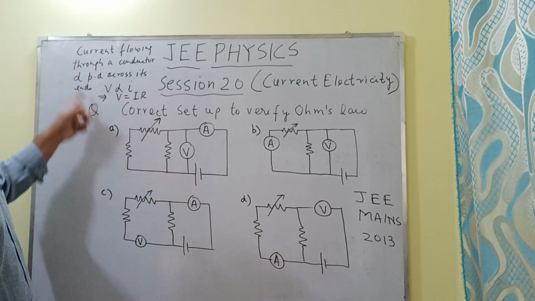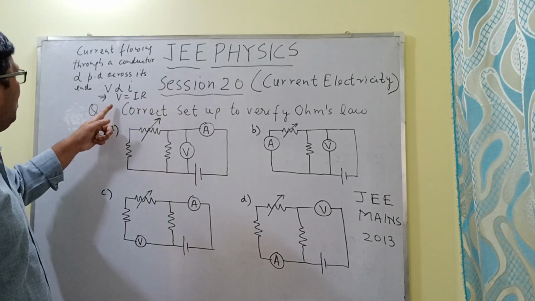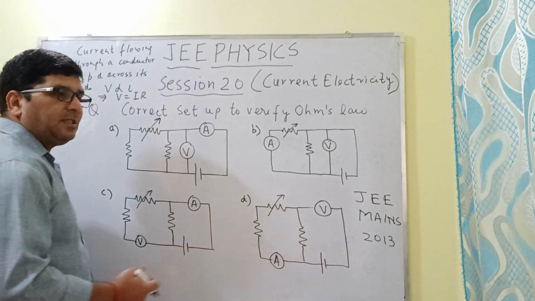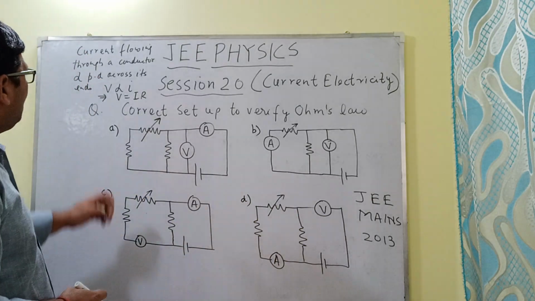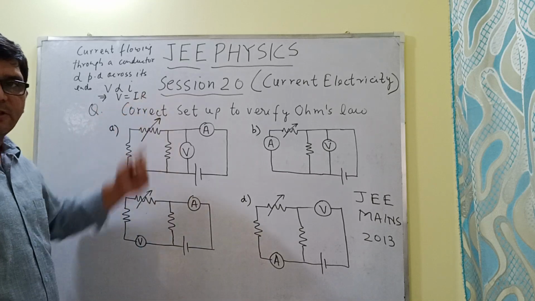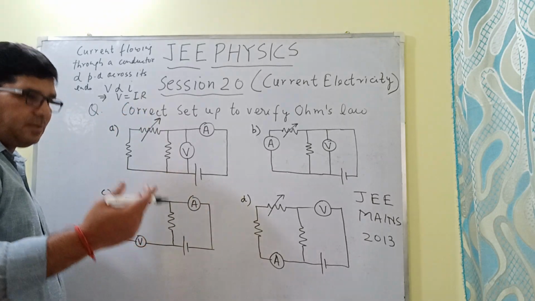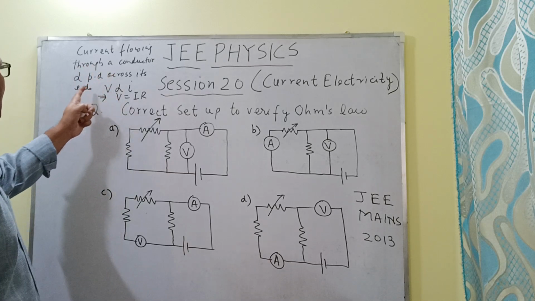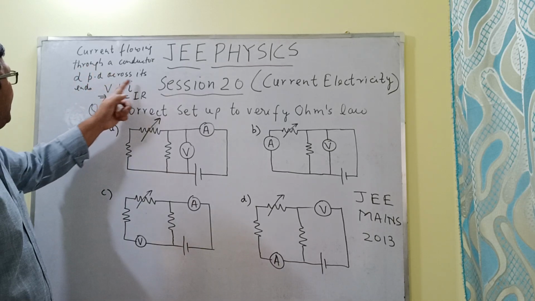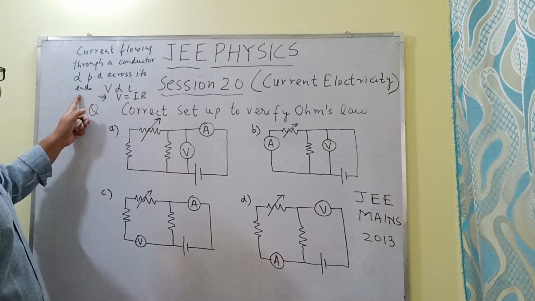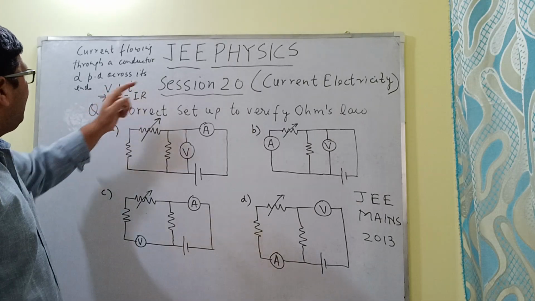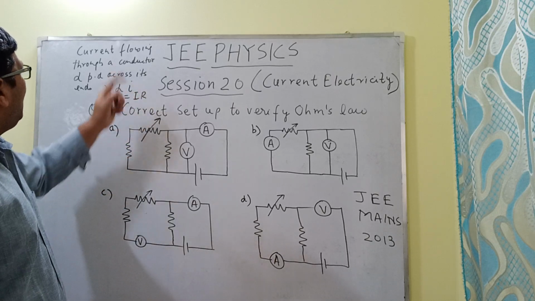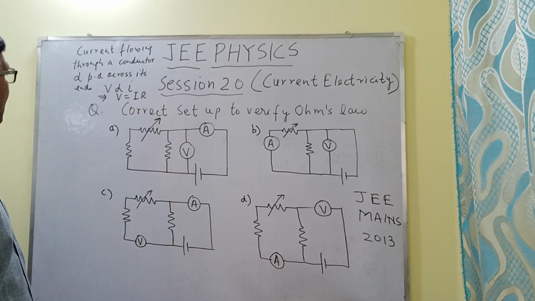Now this Ohm's law is true when the physical conditions are constant, like the temperature and the mechanical strain, etc. So when the physical conditions such as the temperature and mechanical strains are constant, then the current flowing through a conductor is directly proportional to the potential difference across its ends. So V is directly proportional to I, or V is equal to IR, where R is a constant which we call the resistance of that conductor.